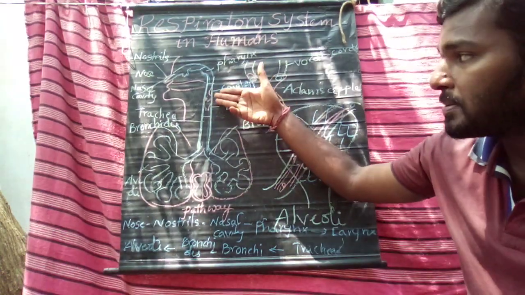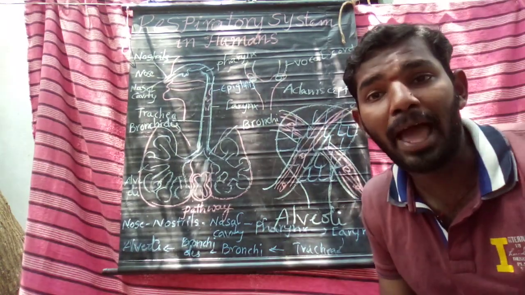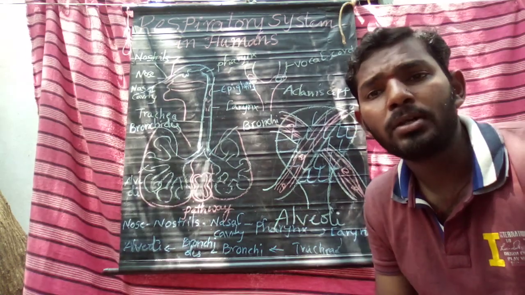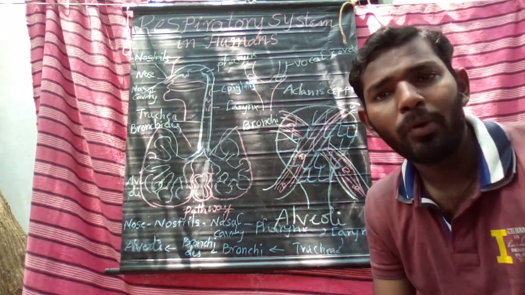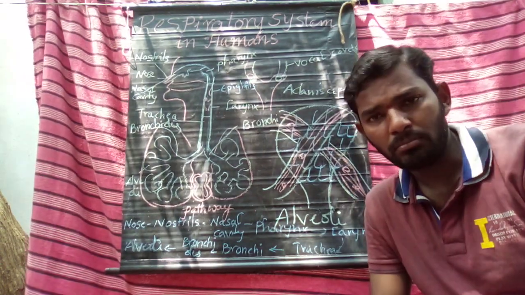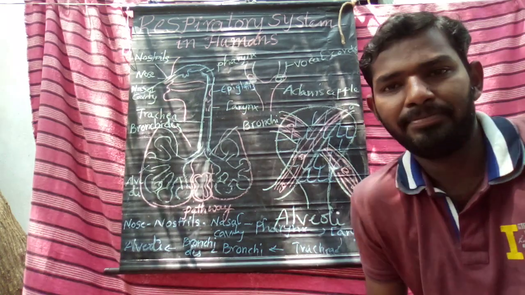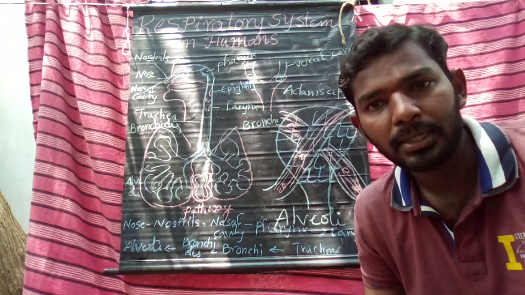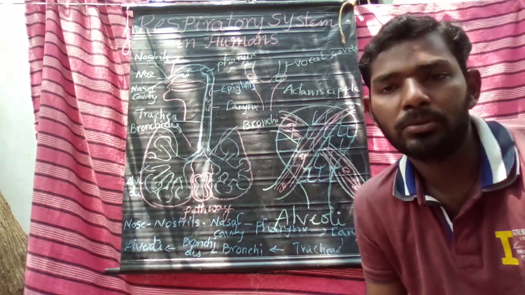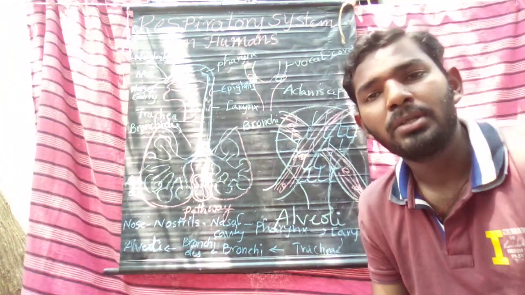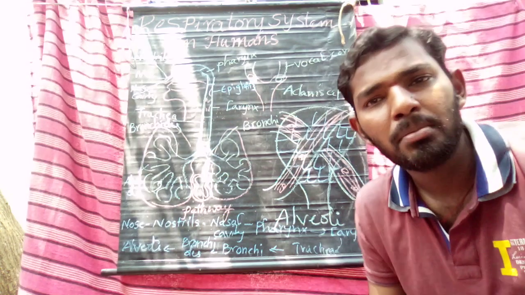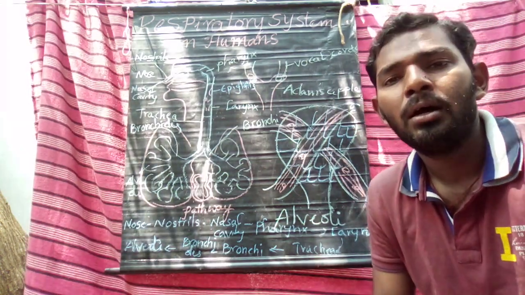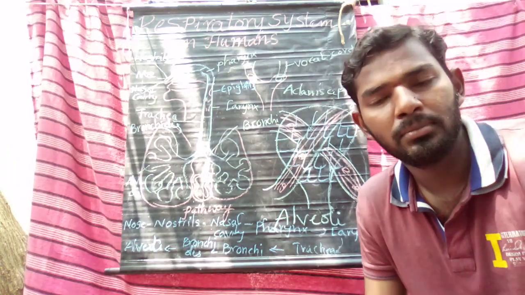After this, there is the epiglottis. It is a flap-like structure present above the larynx. What is the function of the epiglottis? Sometimes while you are eating, maybe you will laugh. In that time, the food from the esophagus will come into the mouth. Then your parents will say somebody is thinking about you somewhere. That's why the choking effect comes. Like that they will say.